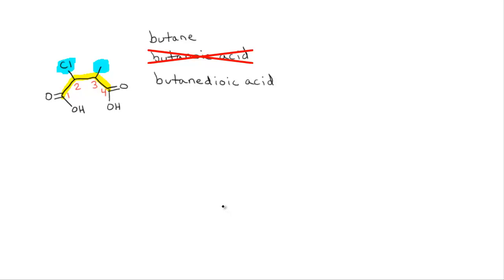No need to add the location. It is implied that the acids can only be on carbons number 1 and number 4. And adding our substituents, we get the final name of this compound, 2-chloro, 3-methyl, butane dioic acid.